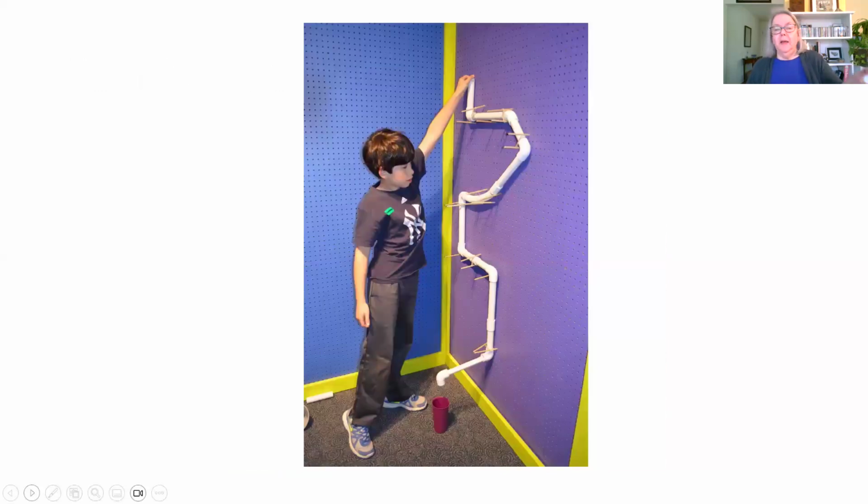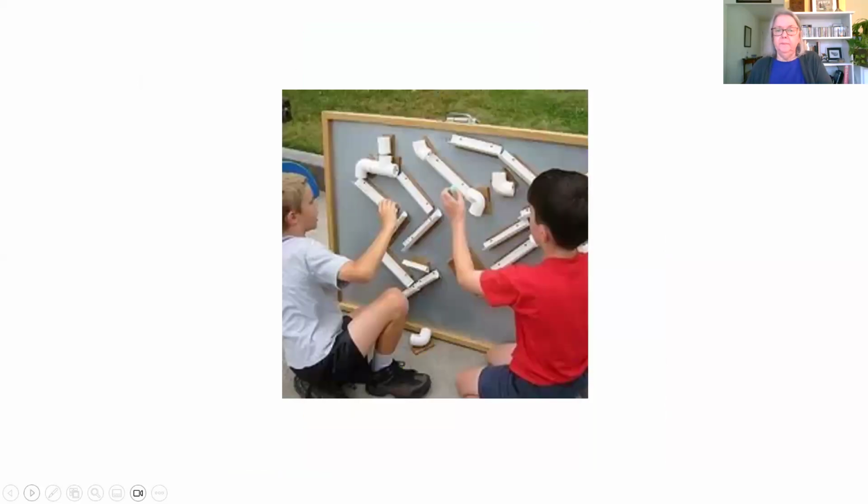And this is another way of doing PVC pipe on the wall. This is PVC pipe with magnets attached. This is a commercially available metal board that you can use magnetic objects on. You can also get what's called an oil drip tray.